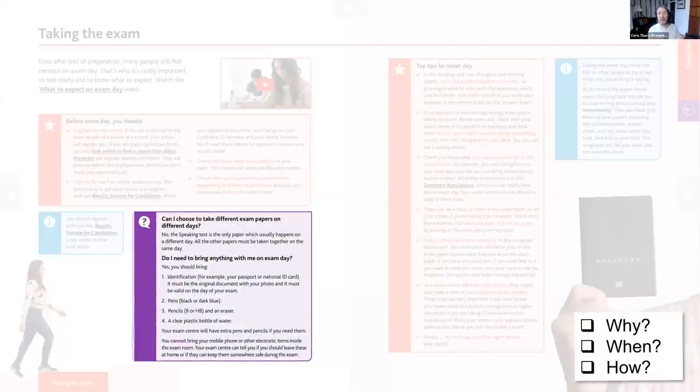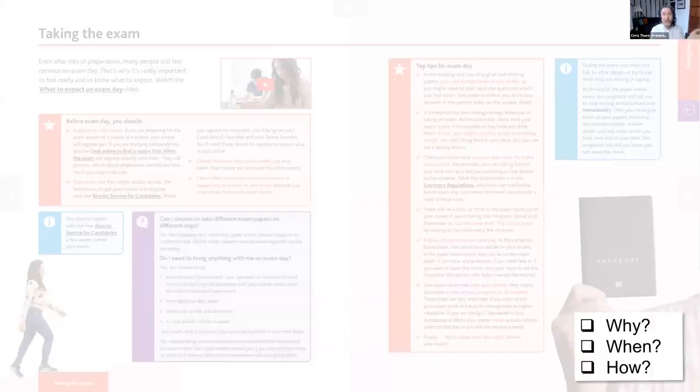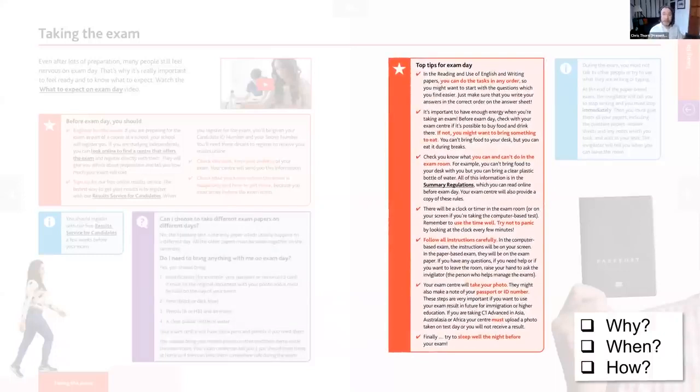There's also lots of answers to common exam day questions. Over the page, we've got some more tips for exam day. Now, a lot of the tips we've seen before are really focused on how to answer questions, what they're asking, the things we need to bear in mind. It's very much to do with maybe preparing knowledge and skills.